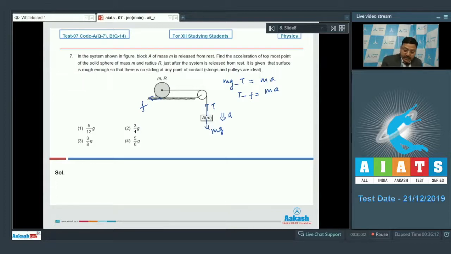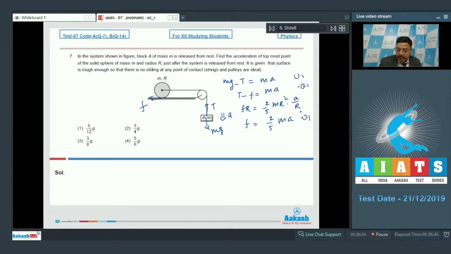Further, let's look at the rotation of the sphere about its axis. The torque of friction is Fr, and that will be equal to 2/5 mr² alpha. Alpha in turn will be a/r because it's rolling without slipping. So that gives us F equal to 2/5 ma. So we have equation 1, equation 2 and equation 3.